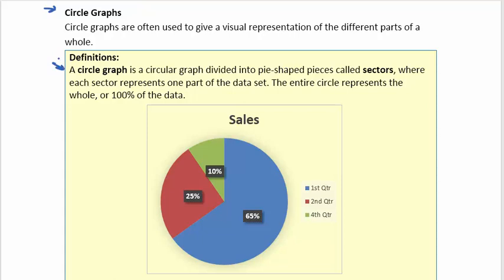A circle graph is a circular graph divided into pie-shaped pieces, and we call those pieces sectors, where each sector represents one part of the data set. The entire circle represents the whole, or 100% of the data.